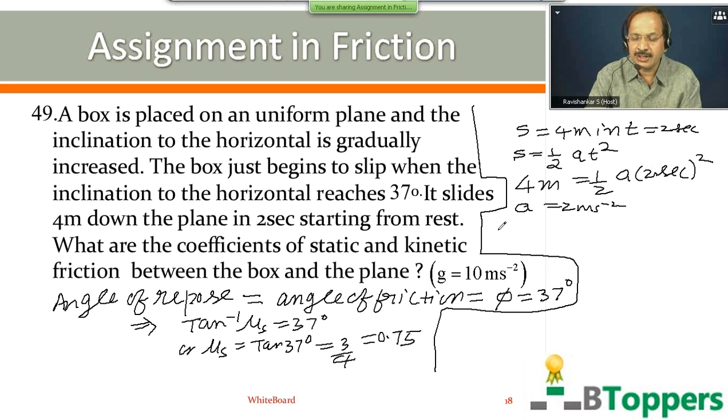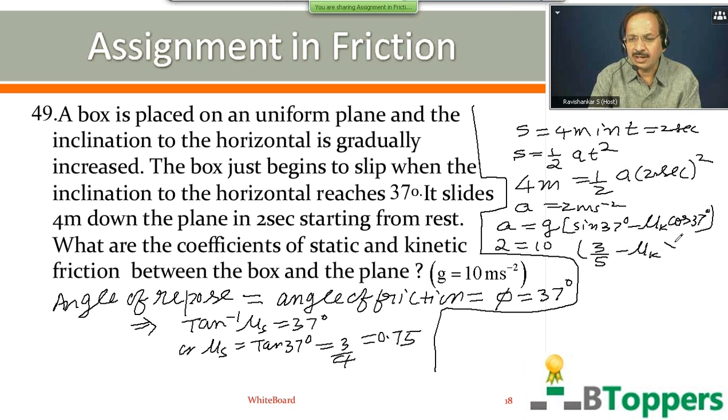The magnitude of the acceleration of the body when it begins to slide down the inclined plane is given by a equal to g into sine theta minus μk into cos theta. Here theta is 37 degrees. So you can substitute a equal to 2 meters per second square on the left hand side and g equal to 10 meters per second square on the right hand side. Sine 37 degrees equal to 3 by 5 and cos 37 degrees equal to 4 by 5.